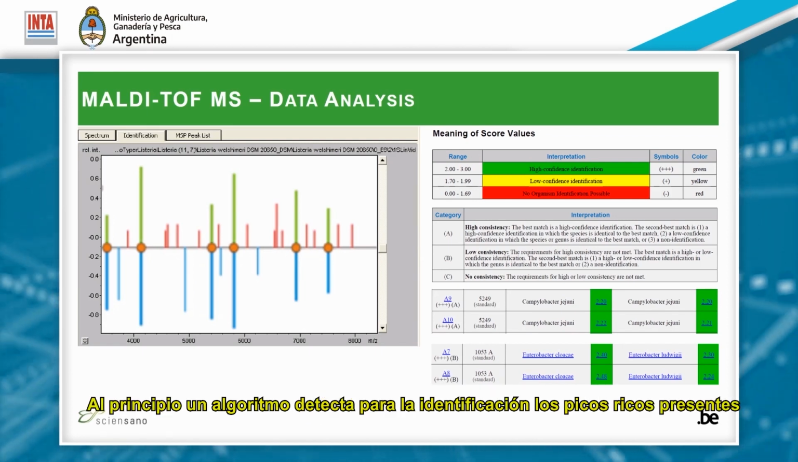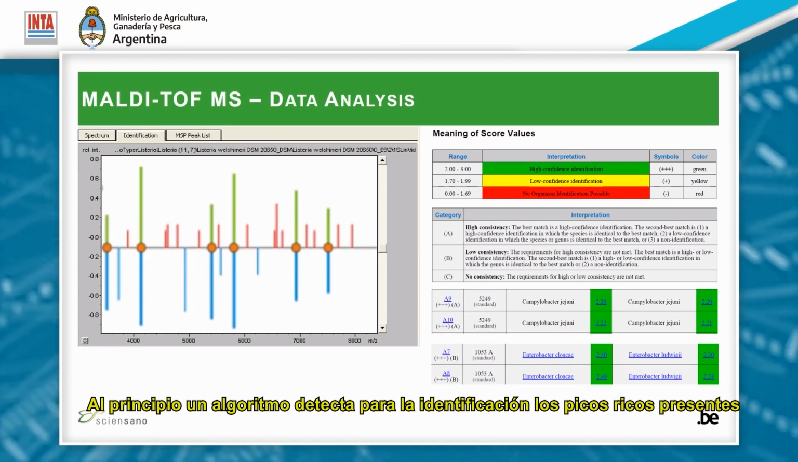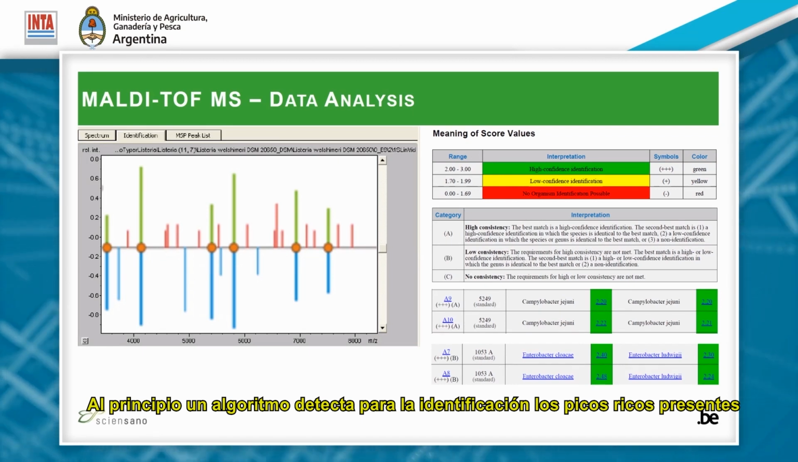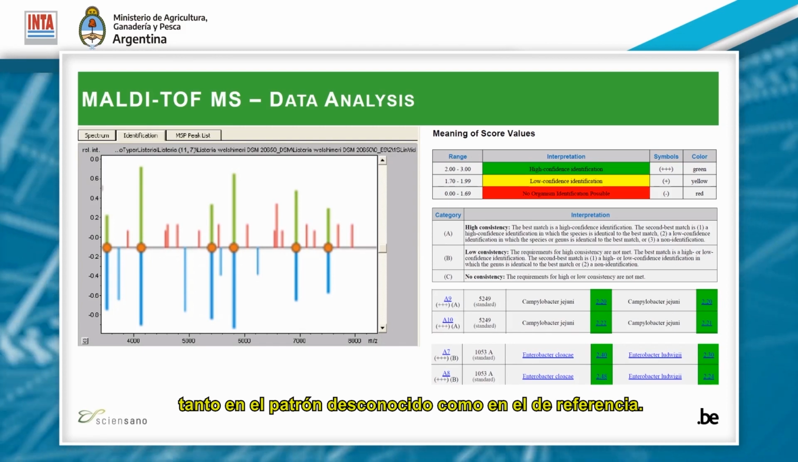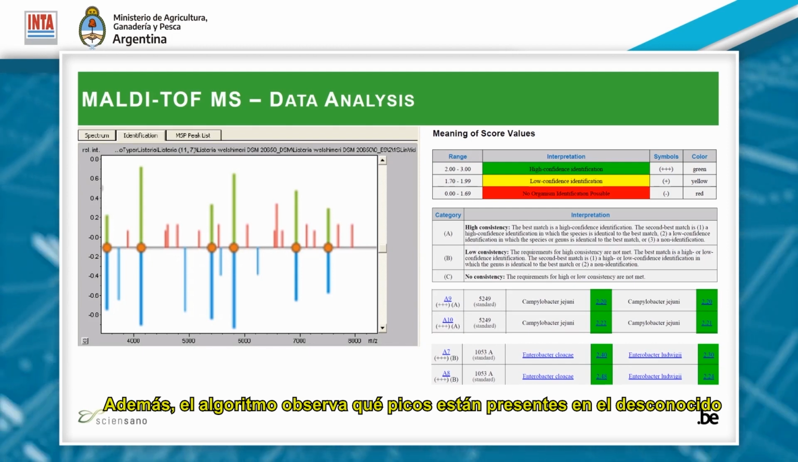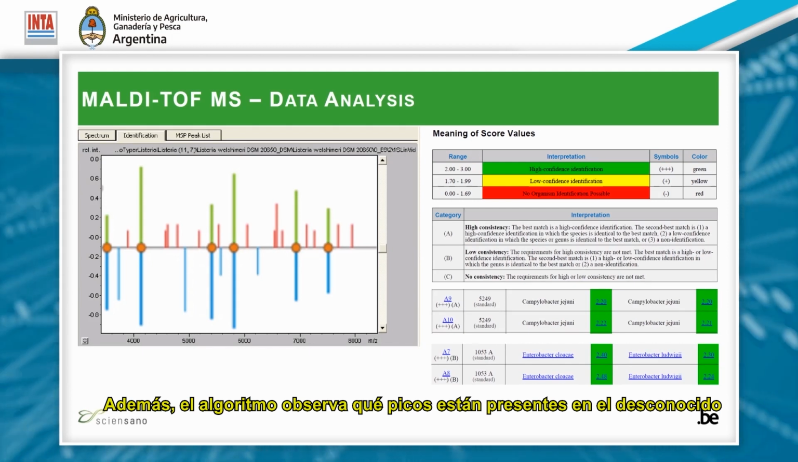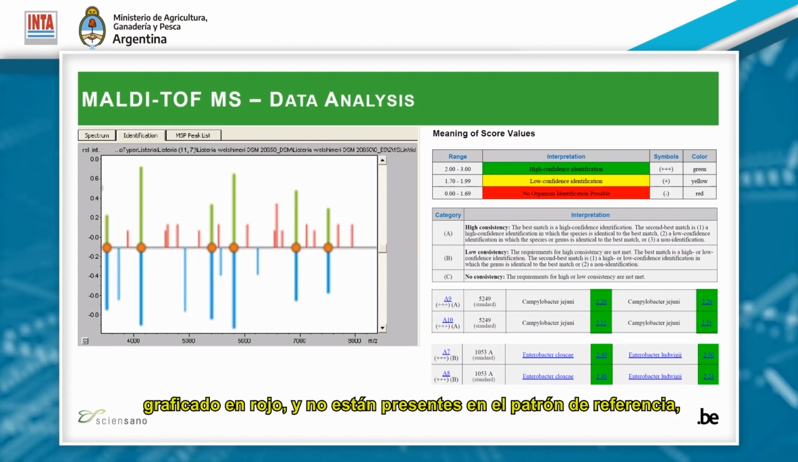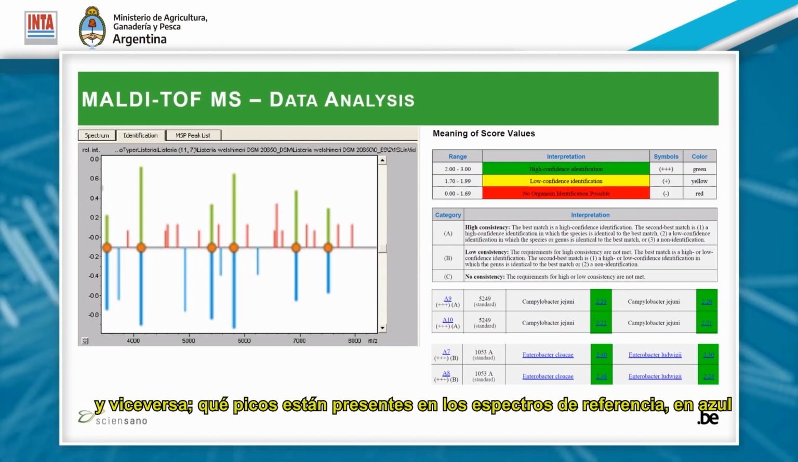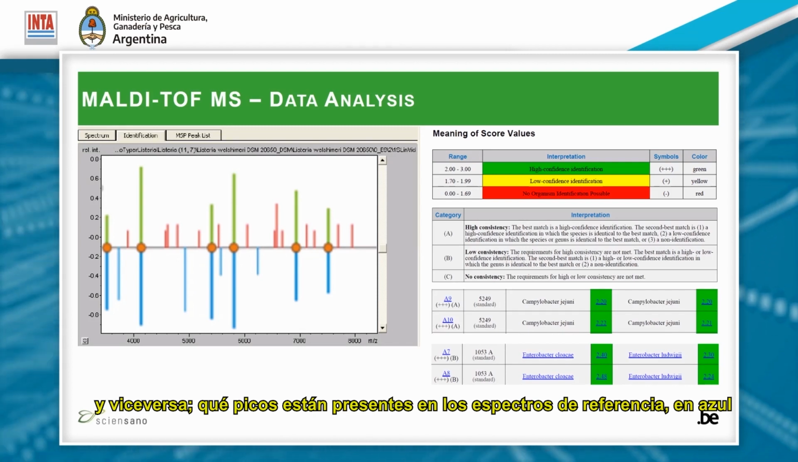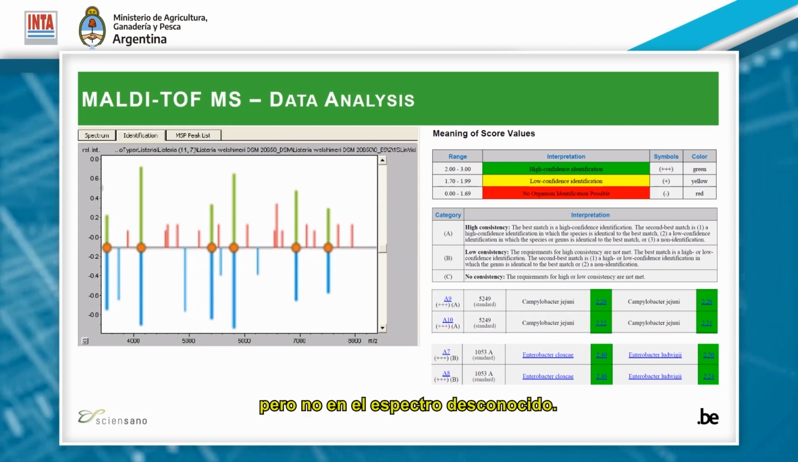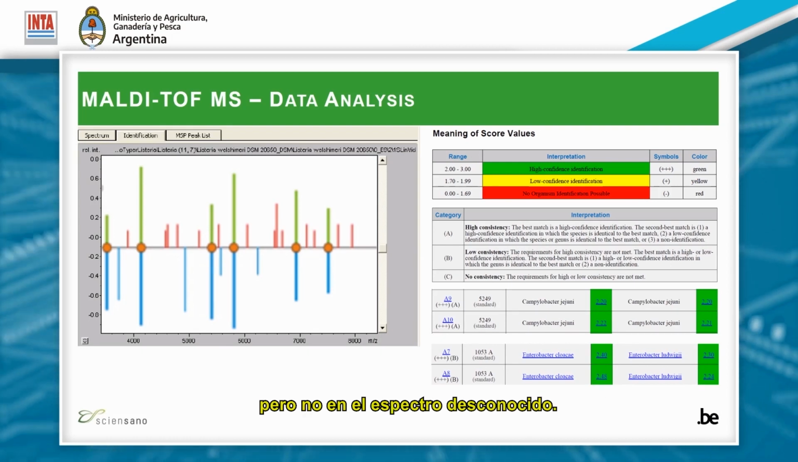And for identification, an algorithm is looking at first which peaks are present in both the unknown and the reference pattern. And then also the algorithm will look at which peaks are present in the unknown, which are the red ones, but not present in the reference pattern, and also vice versa, which peaks here in blue are present in the reference spectra, but not present in the unknown spectrum.